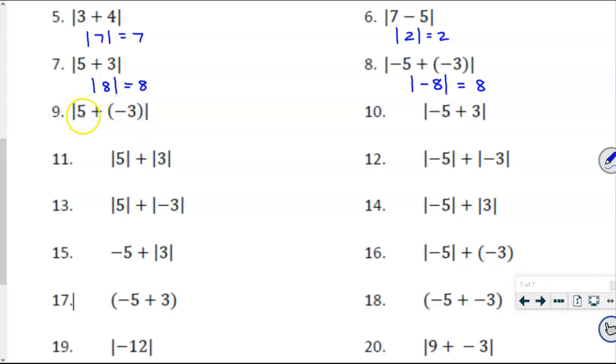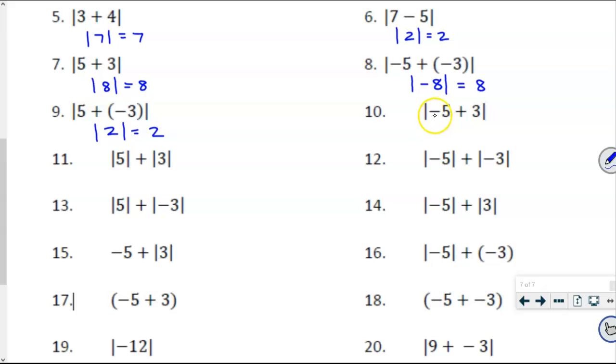Now again, let's try and make some comparisons as we go through each of these. Number 9, now only one of them is negative. So I have 5 plus a negative 3. And 5 plus a negative 3 inside the absolute value means we've got to do that first. It's inside of a grouping symbol. 5 plus a negative 3, you all agree that it is 2, right? Okay. The absolute value of 2 is equal to 2. It's 2 away from 0.